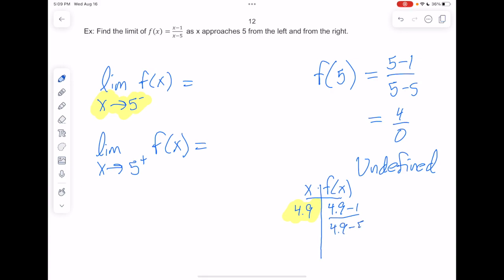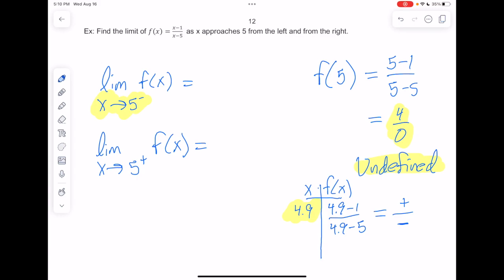And I know that the function, because of this 4 over 0 that I got right here, and it turning out undefined with a constant on top and a non-zero constant on the bottom, I know the answer for the limit is either infinity or negative infinity. So all I really need to pay attention to in this calculation is the signs of the pieces, the top and the bottom. The top is 4.9 minus 1, which is positive. The denominator is 4.9 minus 5, which is negative 0.1, but more importantly, it's negative.